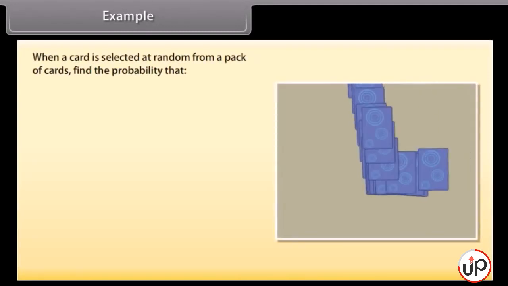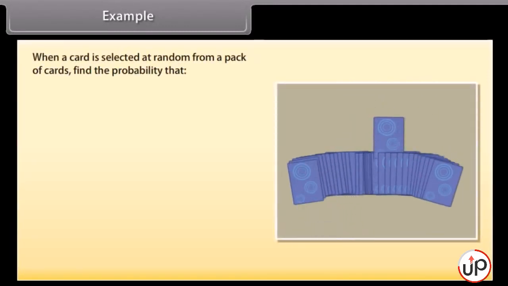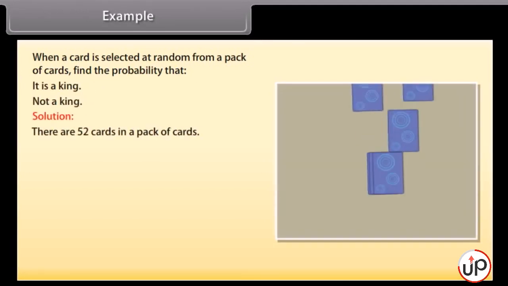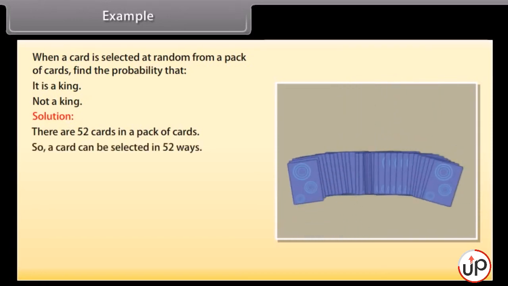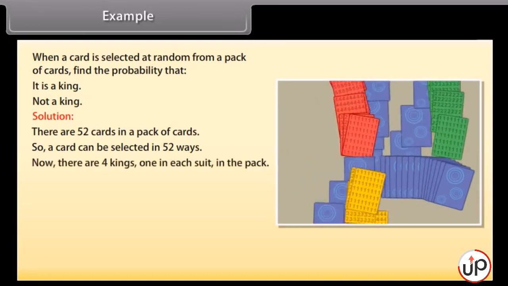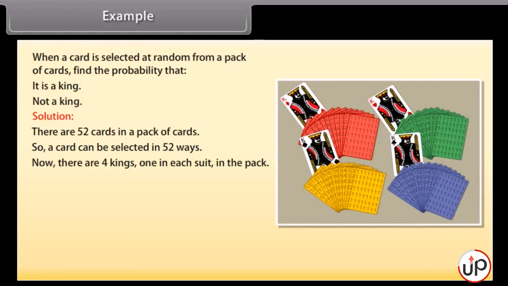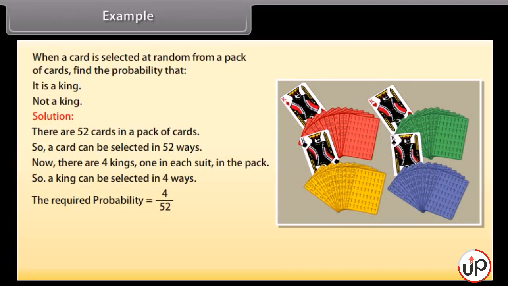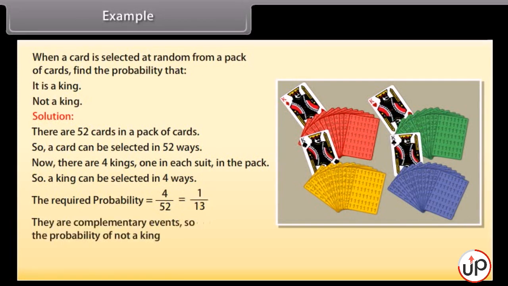When a card is selected at random from a pack of cards, find the probability that it is a king or not a king. Solution. There are 52 cards in the pack of cards. So, a card can be selected in 52 ways. Now, there are 4 kings, one in each suit, in the pack. So, a king can be selected in 4 ways. The required probability is equal to 4 by 52, which is equal to 1 by 13. They are complementary events, so the probability of not a king is equal to 1 minus 1 upon 13, which equals 12 by 13.